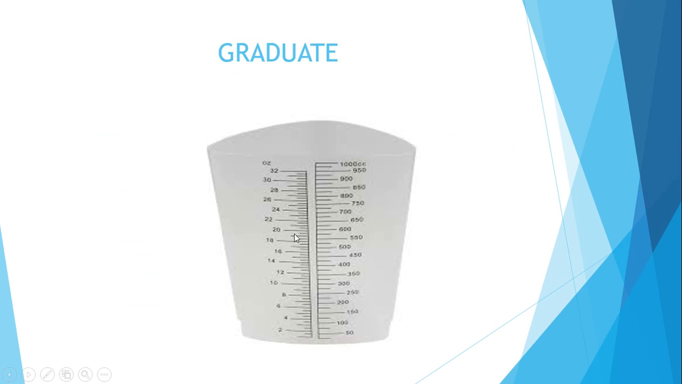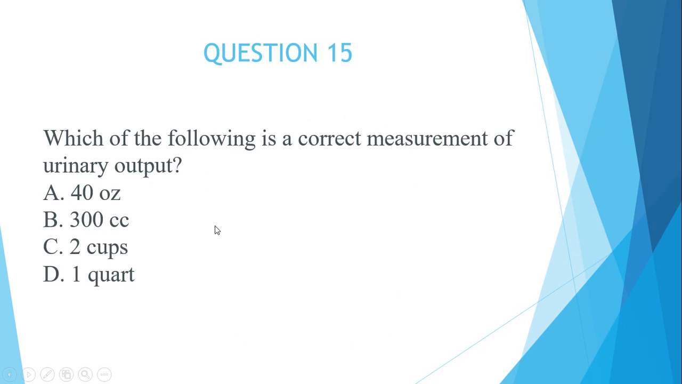On this graduate, you will see one side is ounces, one side is cc. Again, for your skill, you have to pay attention, because if you write the number from the ounces side, it will not be the same answer, because the paper you are going to document on is already in cc. So if you put any number from the ounces, it will not be the same thing as cc. So the urine output is measured in what? cc. So the answer to this question will be B.